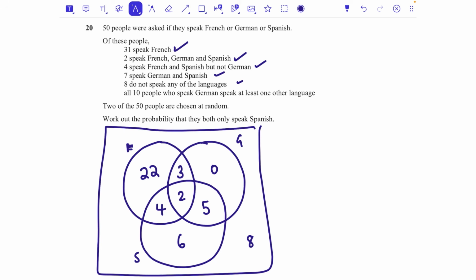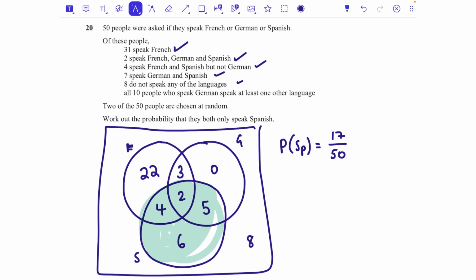There we go. 2 of the 50 people are chosen at random. What's the probability they both speak Spanish? So the probability of someone speaking Spanish is all of these people out of 50. So the probability of speaking Spanish is 4, add 2, add 5, add 6, which is 17 out of 50.